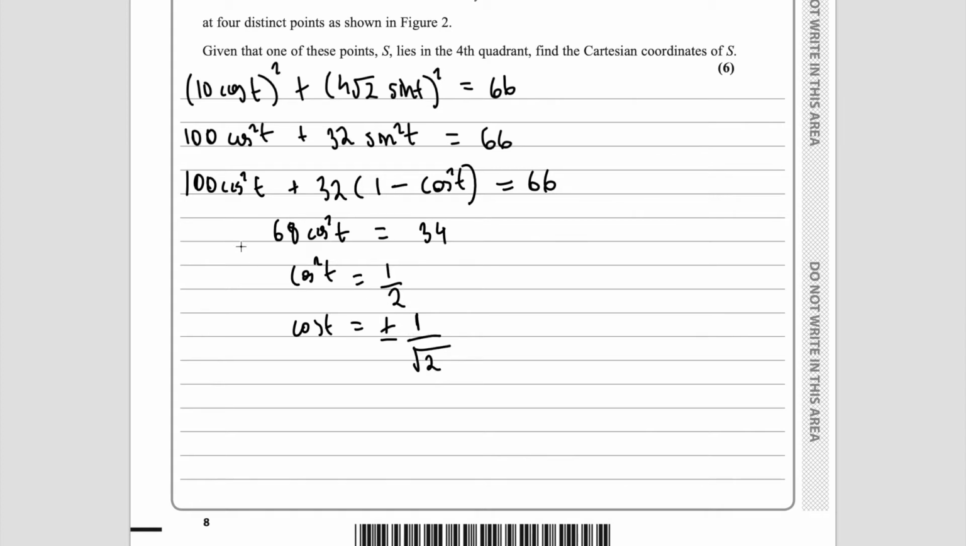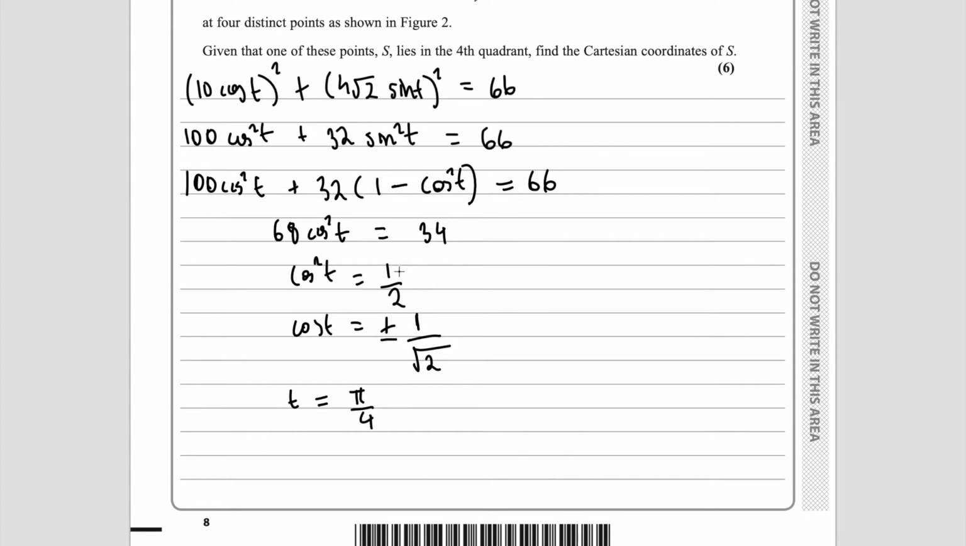Now, because we've got this equation here, we're just plugging into the calculator really. So we're going to have the arc cos of 1 over root 2. We're going to try the positive value first, and that gives us a value of t of pi over 4.